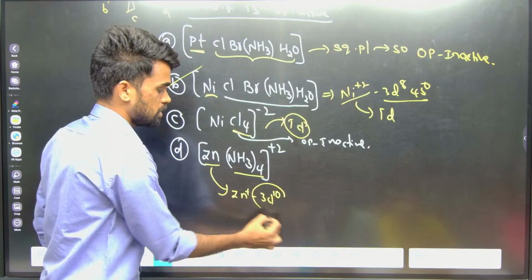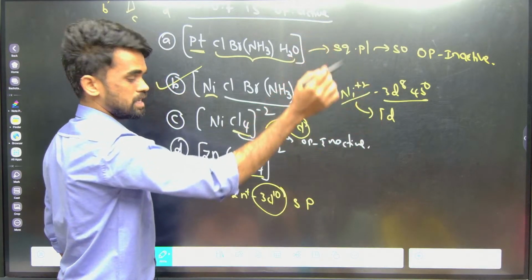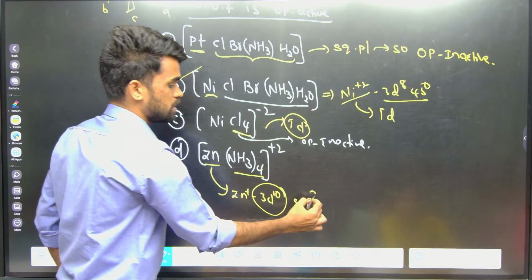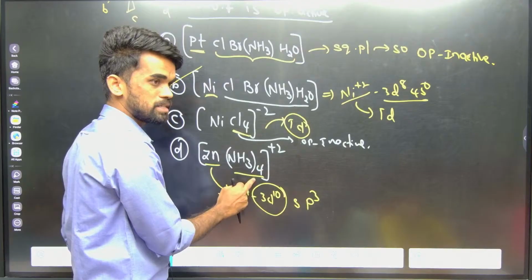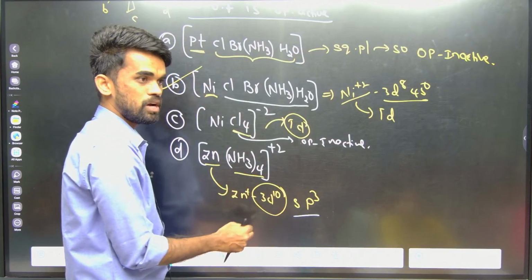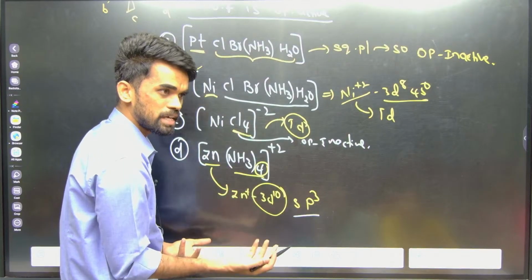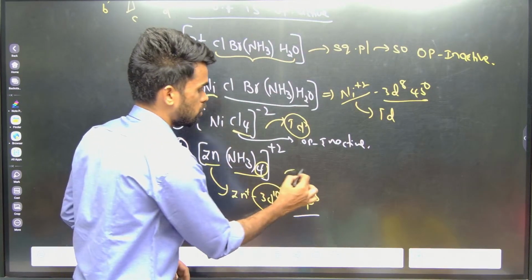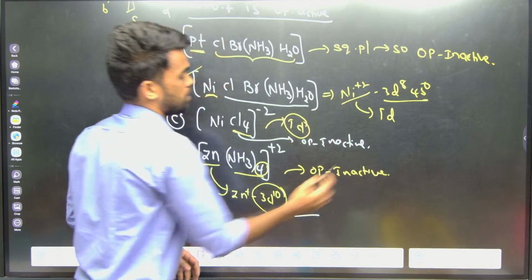3d10 means only s and p orbitals are available, so it makes sp3 hybridization. All zinc +2 tetra-coordinated complexes are sp3. We have written these statements in class if you remember. But all 4 ligands are same now. So I can say it is optically inactive. Write this fast.